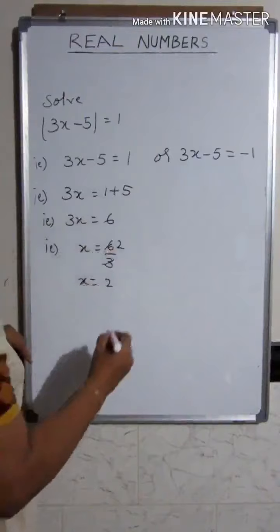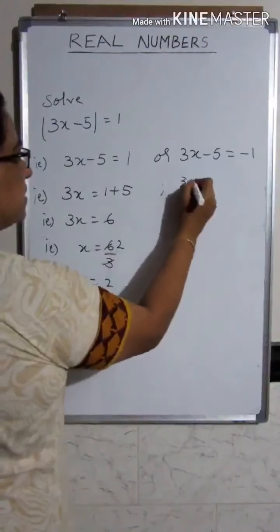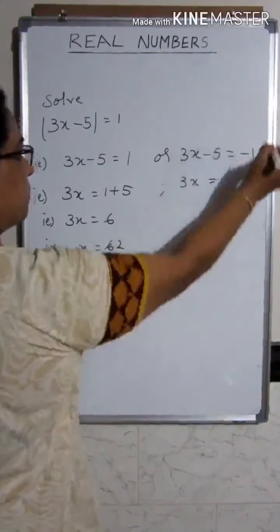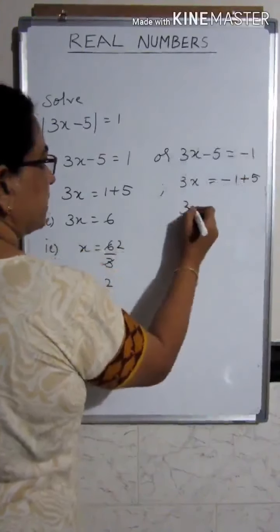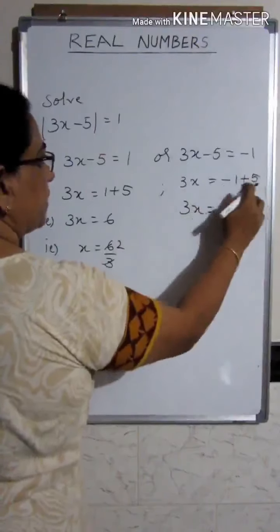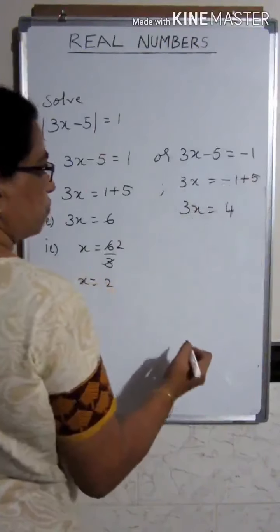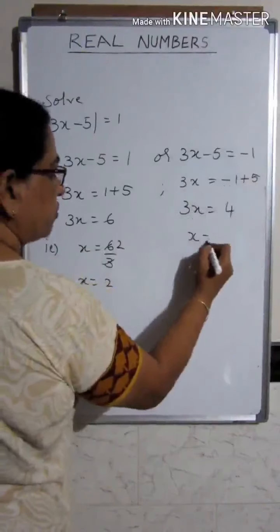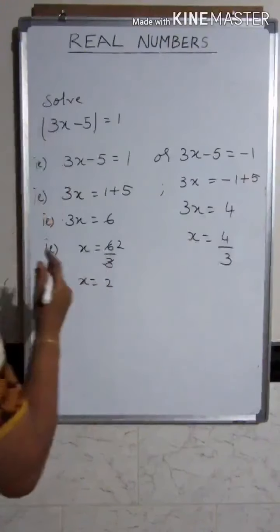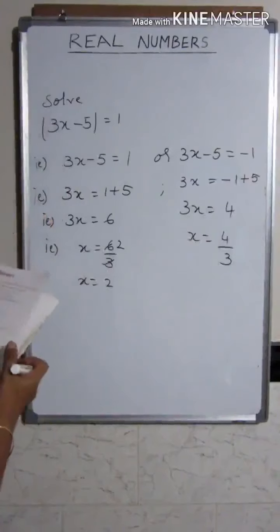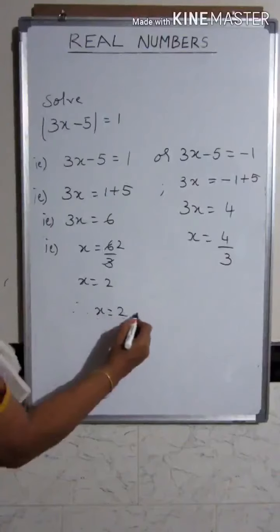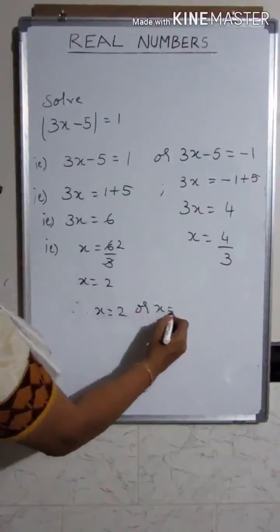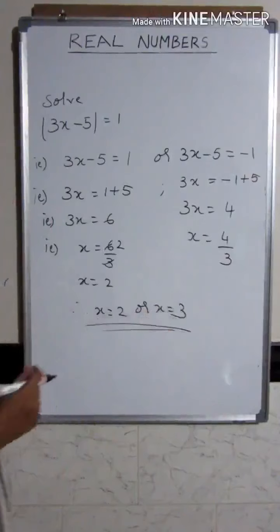So this is one value. The second value is 3x is equal to, taking 5 to the other side, minus 1 plus 5. So you will get 3x is equal to 5 minus 1, which is 4, or the value of x is equal to 4 upon 3. So therefore, what are the values of x? You have to finally write, therefore x is equal to 2 or x is equal to 4 upon 3 is the solution of the given absolute value equation.